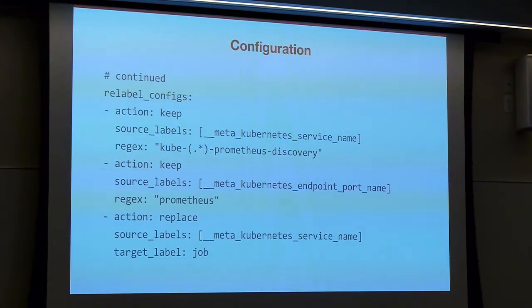And another common one is to replace. If you remember, I said the job name was just Kubernetes components. That's actually not very useful because we will monitor many different kinds of services inside of Kubernetes. So we want to have a better job name. In this case, we call it service. We take the service name from Kubernetes and we use that as a Prometheus job label.